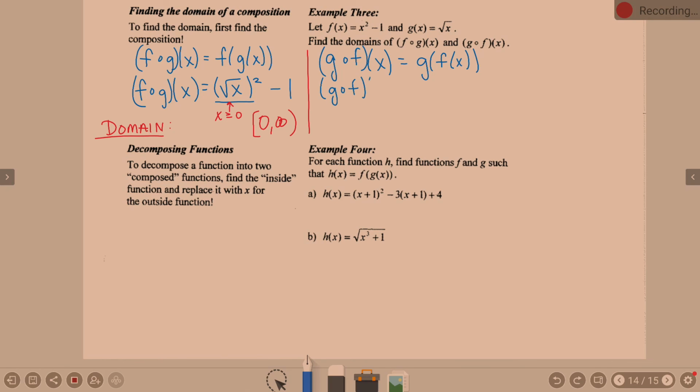Thoughts? Can you visualize what it's going to be? I think maybe he said it, I couldn't fully hear the answer. If F is going into G, what is G? Square root of X. What am I putting in place of X? X squared minus 1. Okay? And that one we can't simplify anymore.